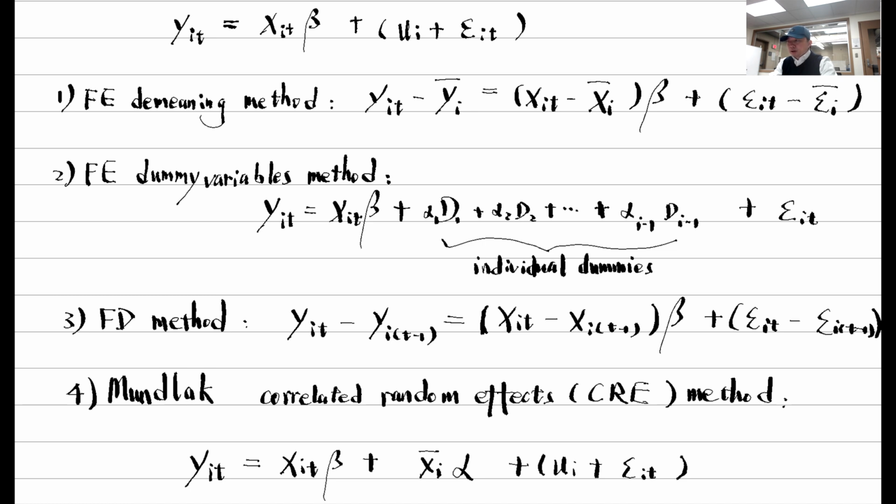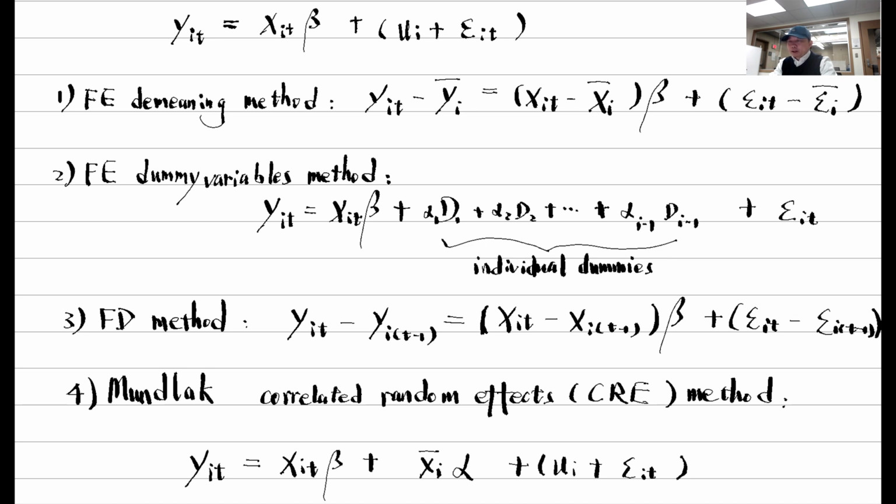It subtracts the individual mean from observations so that the time-invariant component of the error term is eliminated from the model. The fixed effects dummy variables method treats the individual fixed effects as control variables and directly estimates them. The first differencing method removes the individual fixed effects by the first differencing transformation.